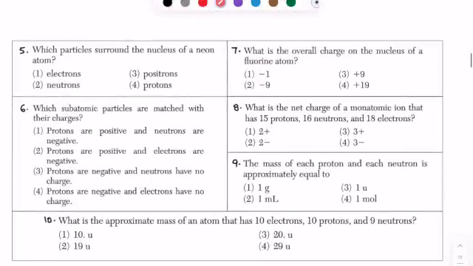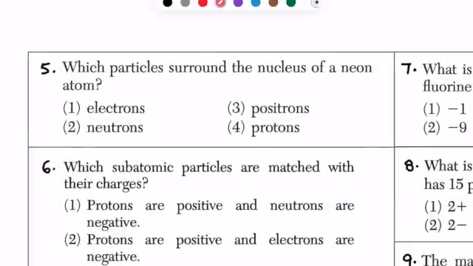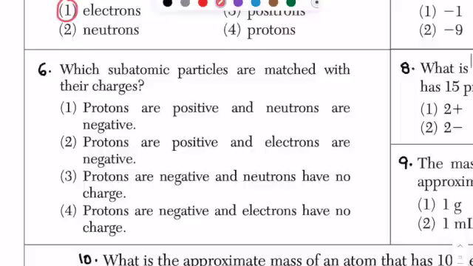Here are a few more questions. For number 5, which particles surround the nucleus of a neon atom? So remember, outside the nucleus, we always have the electrons, not just specific to a neon atom, but for all atoms. For number 6, which subatomic particles are matched with their charges? So we have protons that are positively charged, we have electrons that are negatively charged, and we have neutrons that have no charge. So positive proton, negative electron, neutron with no charge. So the correct answer that we see here is number 2.